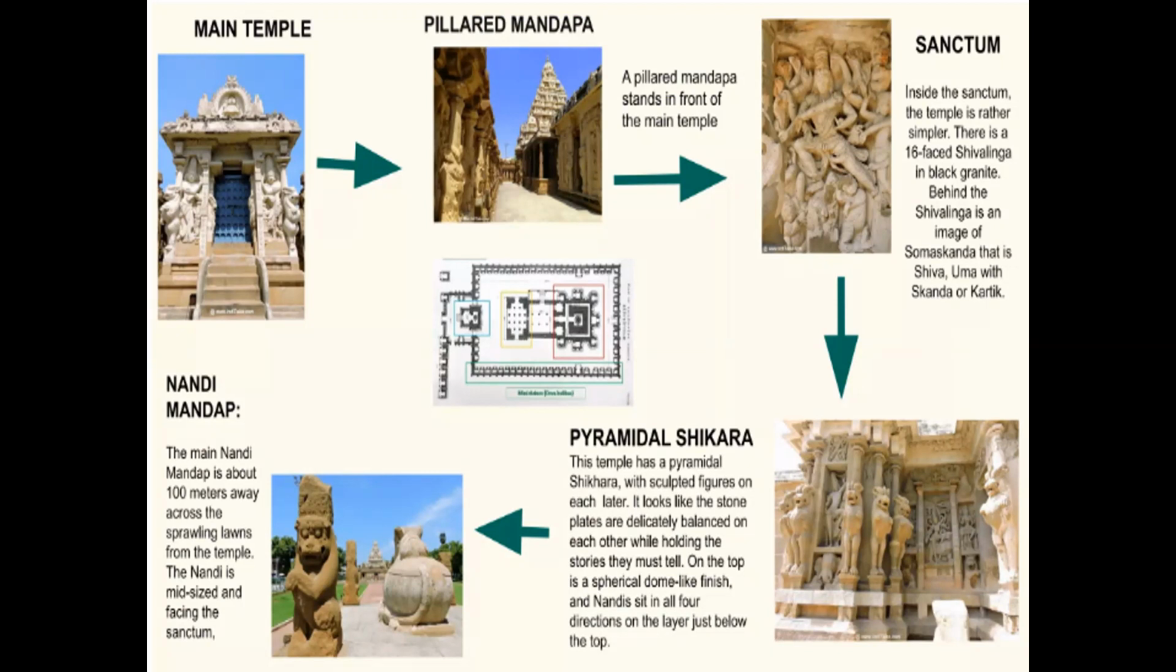The main Nandi Mandapa is about 100 meters away across the sprawling lawns from the temple. The Nandi is mid-sized and facing the sanctum.